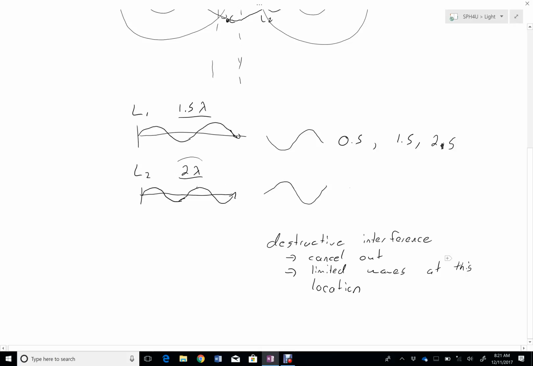It doesn't matter that this was 2 lambda. We could imagine a situation where it was 3 lambda.